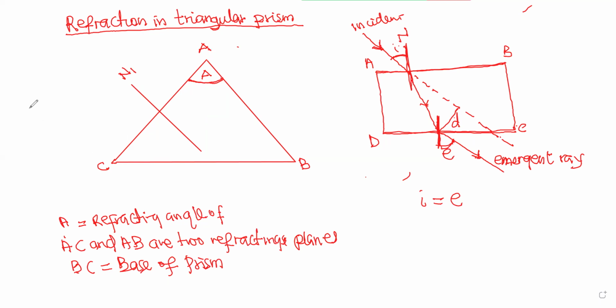When you incident light at the side AC, it will be deviated. The path of the light will be deviated. So this is the incident ray, meaning this angle is the angle of incidence. So when light hits AC, it will bend.